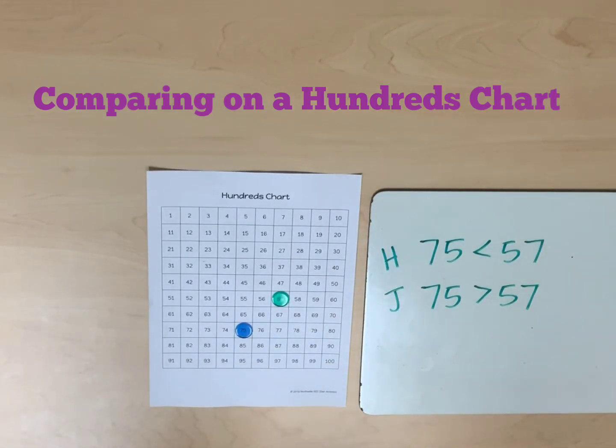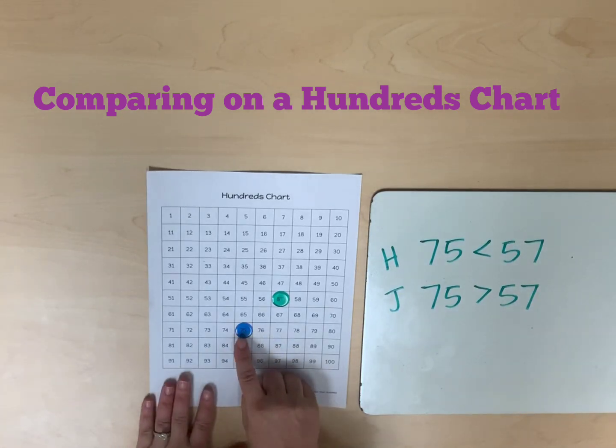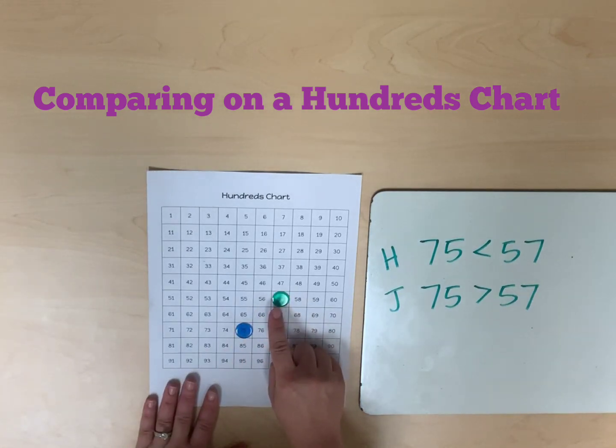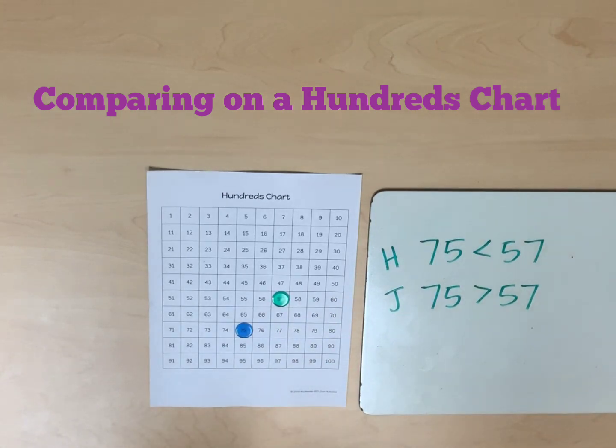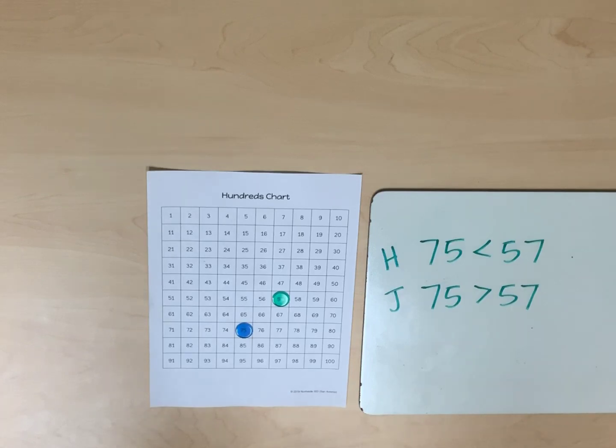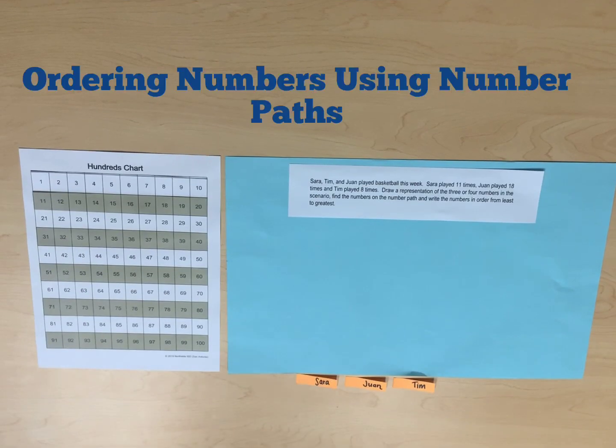I could also bring out place value blocks to reinforce that understanding that 7 tens is greater than 5 tens. You will continue this process with different numbers and scenarios and have students share their thinking using comparative language and symbols. This is the Ordering Numbers Using Number Paths activity.